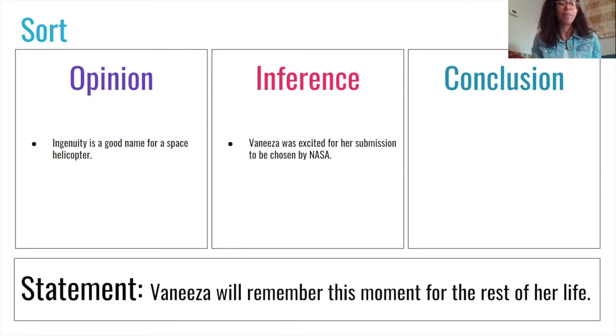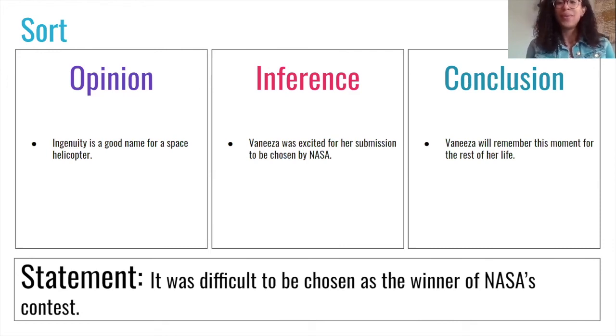I was right, yay. All right, and the last one that I'll do, it says Veneza will remember this moment for the rest of her life. Now, if I'm using my schema of what happened to Veneza, I think there were several different moments in the text that I could use to support the idea that Veneza will remember this moment for the rest of her life. So given that there are several points of the text that I would use, I'm thinking that this is a conclusion. Let's check. Oh yeah, I was right.